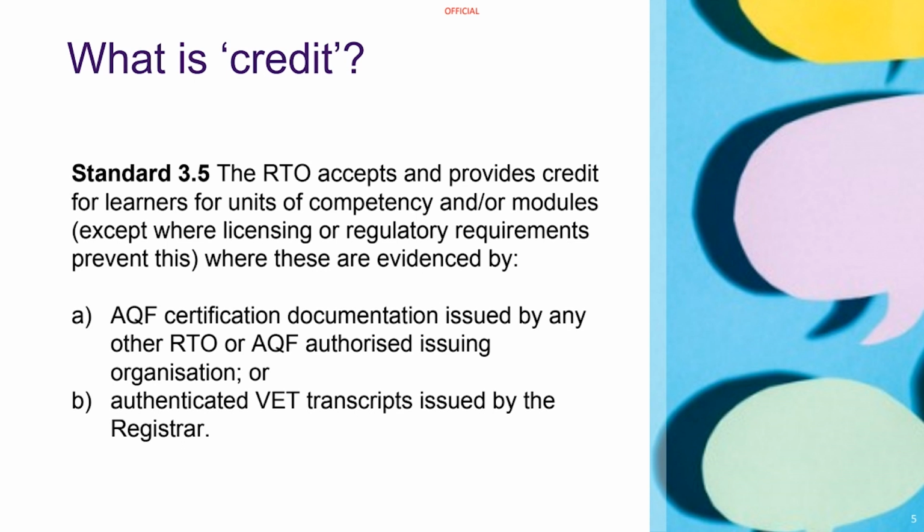So the first question really, and the obvious question, is what is credit? Basically credit is a process to meet current training package requirements with a previously achieved unit of competency or module. And those requirements could be a prerequisite, could be a core unit, could be a named elective unit, but basically it's a way of enabling a person to utilize a previously achieved unit of competency as credit for a current training product requirement.